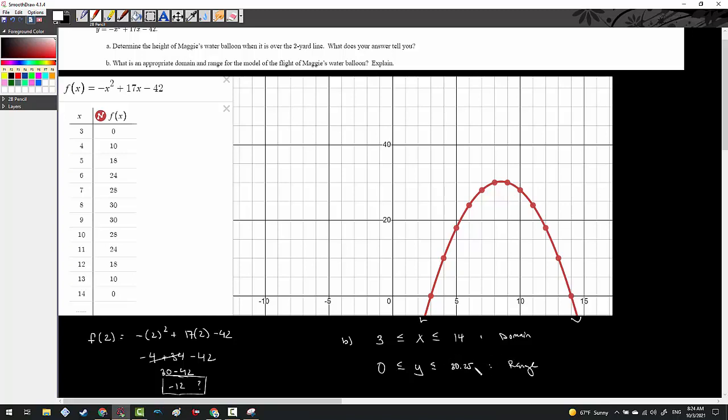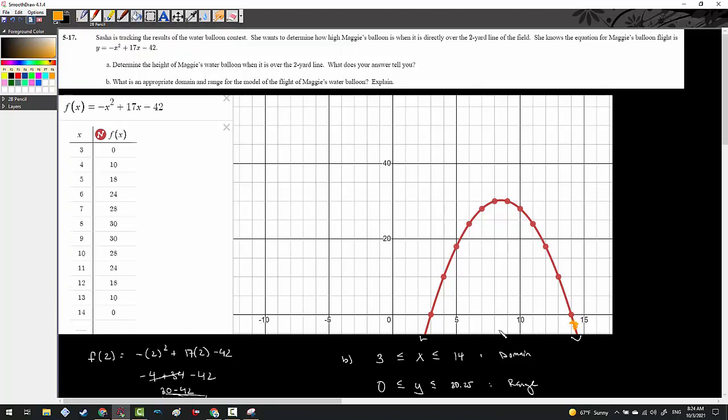the balloon never going underneath the Earth, which is why the domain can't extend beyond 14, because clearly the graph goes to the right of 14, but at this point the balloon is underground. So hopefully that makes enough sense for why the domain and range is what it is, because we are trying to simulate a real scenario where the balloon really wouldn't travel beyond 14, because by the time it landed on the floor, it would presumably explode and no longer exist. So hopefully that makes sense for part 17. I'll be back with part 18.